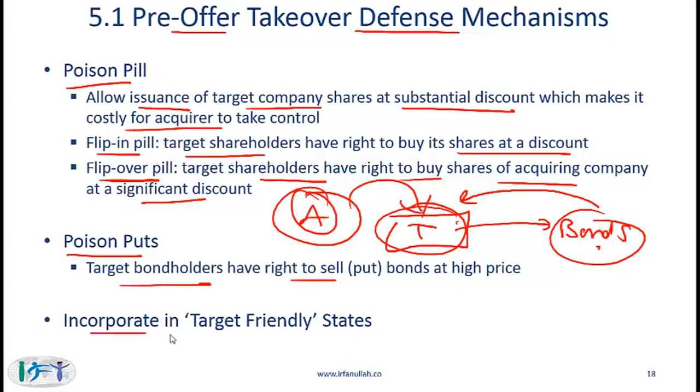Another very practical strategy is to incorporate in target-friendly states. As I mentioned, this is a very US-centric reading, and in the US, states have their own rules and regulations related to companies, and it is generally perceived that Pennsylvania and Ohio are very target-friendly in the sense that the rules and regulations in those states make it difficult for an acquirer to take over the company.